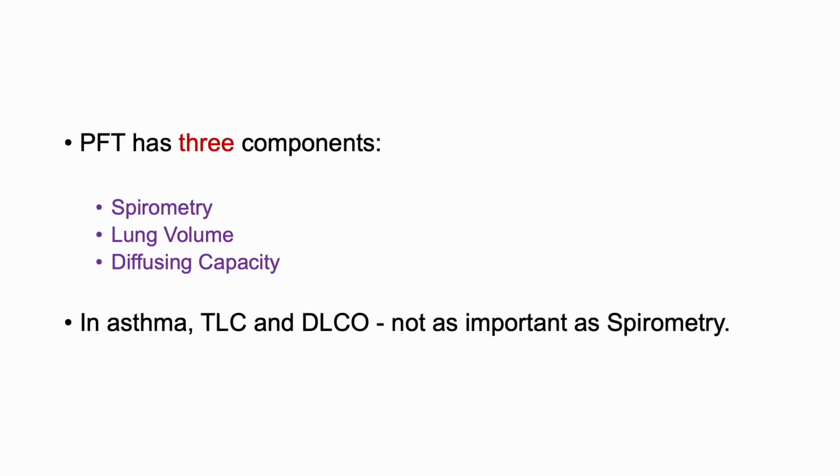Pulmonary function test has three components: spirometry, lung volume, and diffusing capacity. In asthma, TLC and DLCO are not as important as spirometry. You may encounter PFT or spirometry on your exams, but remember, spirometry is one of the components of a PFT, but not synonymous with pulmonary function test. Again, keep in mind, an increase in FEV1 from baseline of at least 12% and at least 200 ml confirms the diagnosis of asthma, which indicates that there is a presence of reversible airflow obstruction.